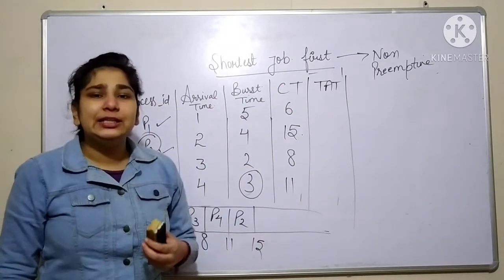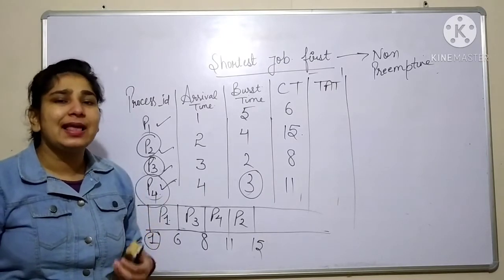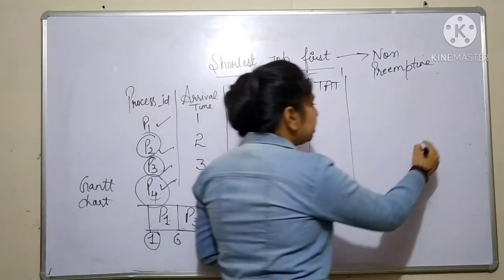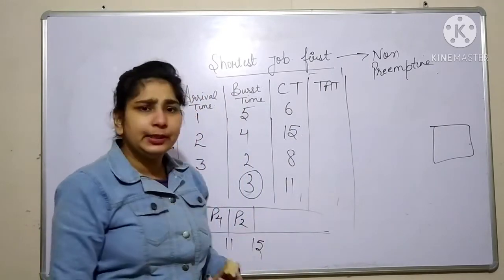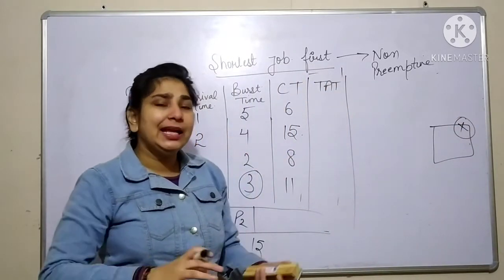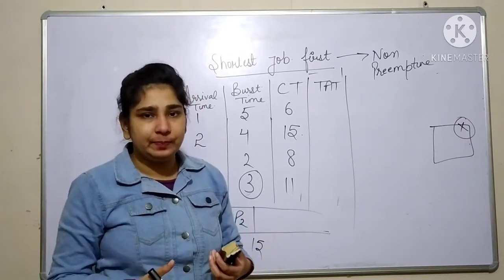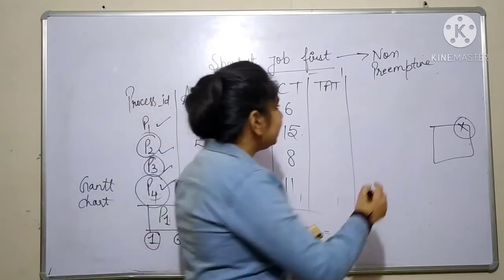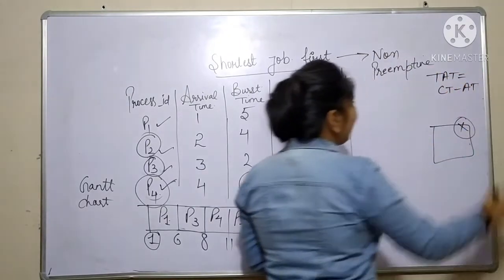What is the meaning of turnaround time? Turnaround time means how long your process has been alive in the cycle. Let's suppose you have opened an MS Excel file. The intermediate time between opening and closing the file, we call it the turnaround time. So turnaround time is equal to completion time minus arrival time.